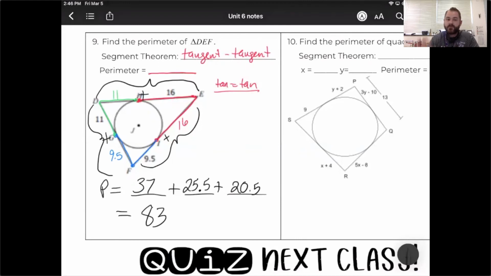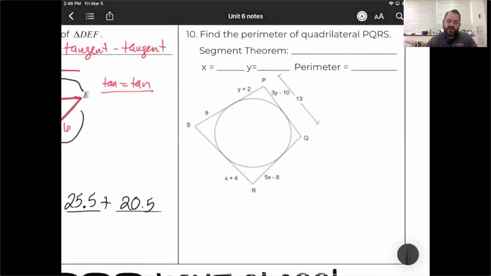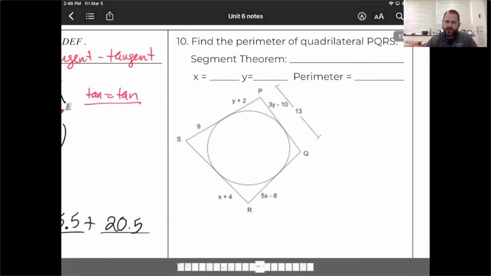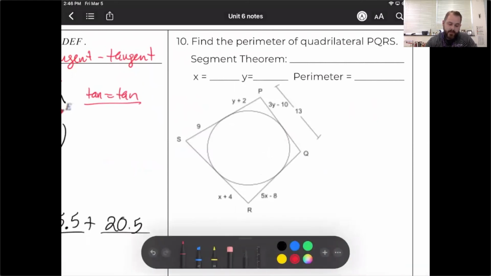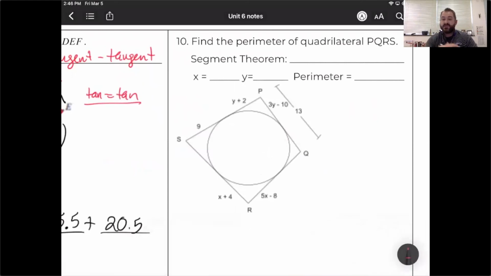Okay? So this is a little bit more complicated problem, but again, it's tangent, tangent, so all those tangent pieces are congruent. Number 10, similar idea here. On number 10, we've got pretty much the same setup, but now it's not a triangle around the circle, it's a quadrilateral. We're still using the tangent-tangent theorem.